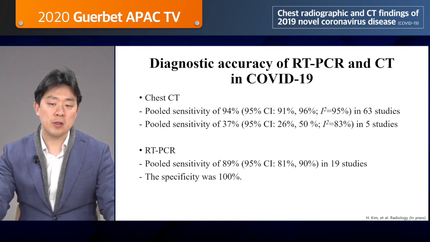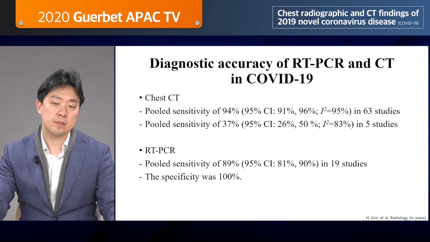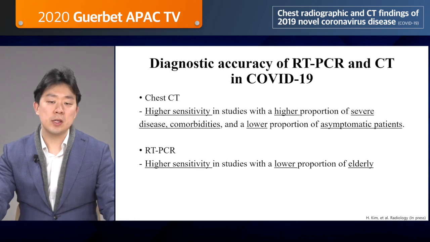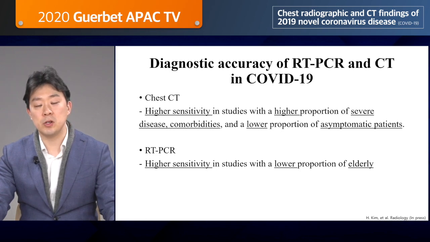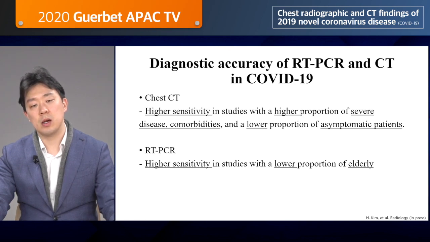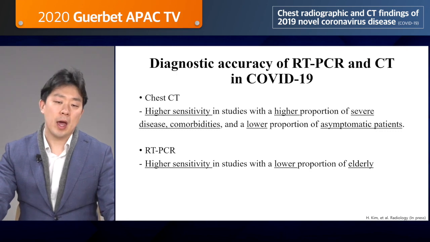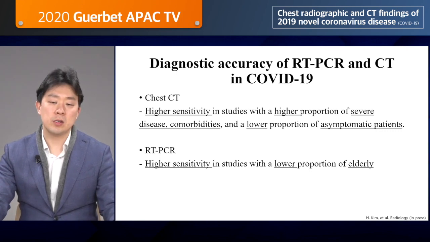Substantial heterogeneity existed in the pooled estimates for chest CT and RT-PCR. And chest CT had a higher sensitivity in studies with a higher proportion of severe disease, comorbidities, and a lower proportion of asymptomatic patients. RT-PCR had a higher sensitivity in studies with a lower proportion of elderly.